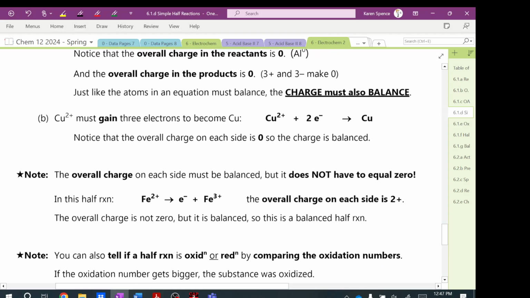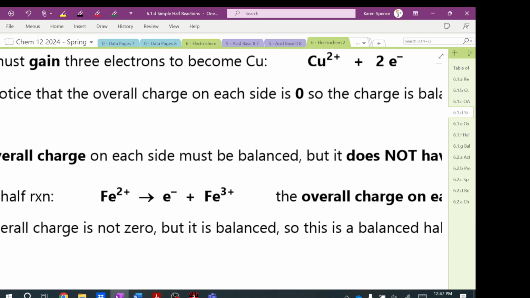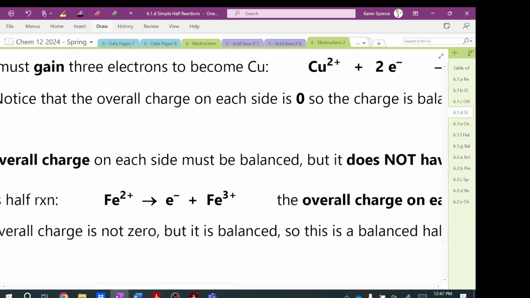So the overall charge on each side must be balanced. In those cases that we just did, it has to be 0, but let's say we had a half reaction that looked like this one. It doesn't have to equal 0. It could equal, for example, 2+. If I have Fe2+ going to Fe3+, then it's going to take 1 electron to balance the charge. Does that make sense? Okay.